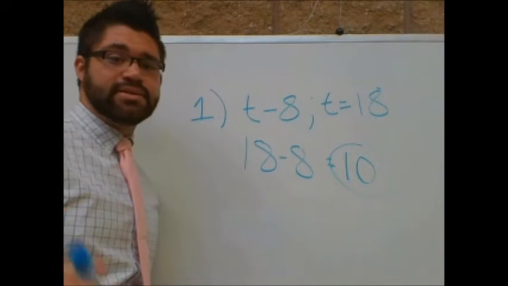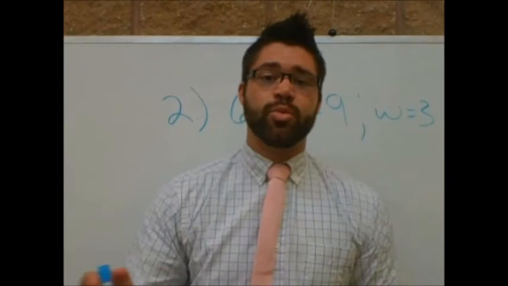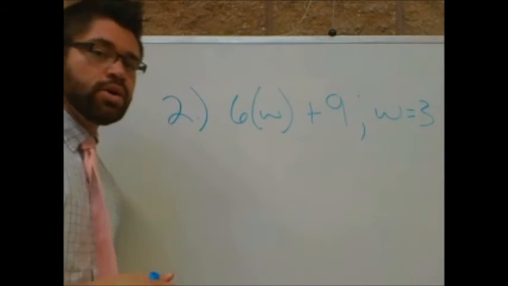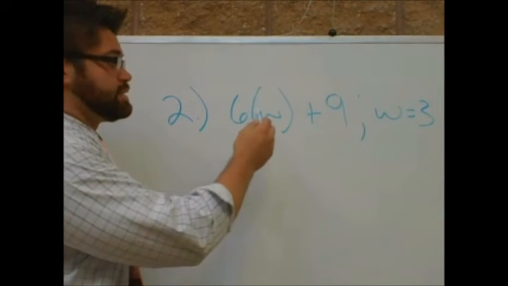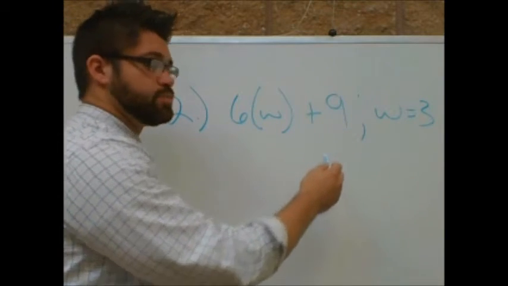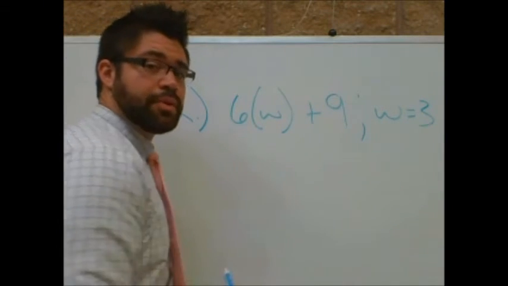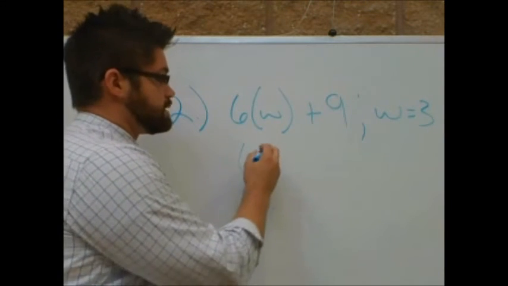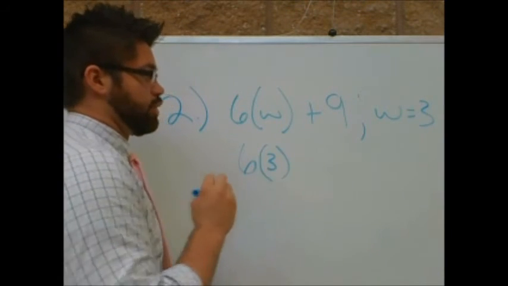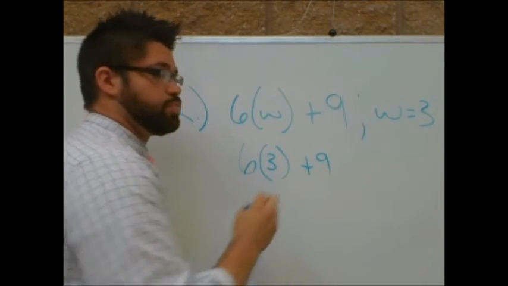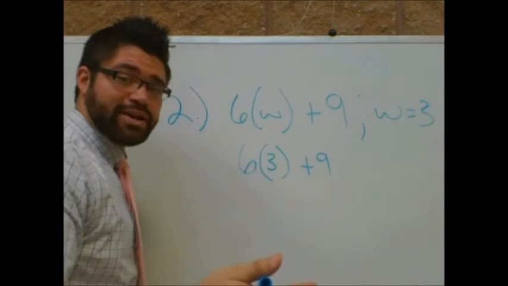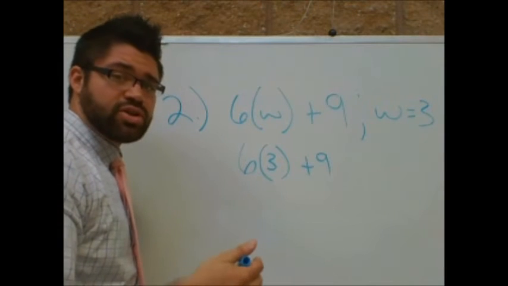That's in your guided practice. Let's move on to number 2. For number 2, we're going to add one more step, just make it a little bit more complex. So here we go. We have 6w plus 9. We know that the value of w is going to be 3. So let's rewrite our problem with our new value. 6 instead of w, we know what it is. It's a 3 plus 9.